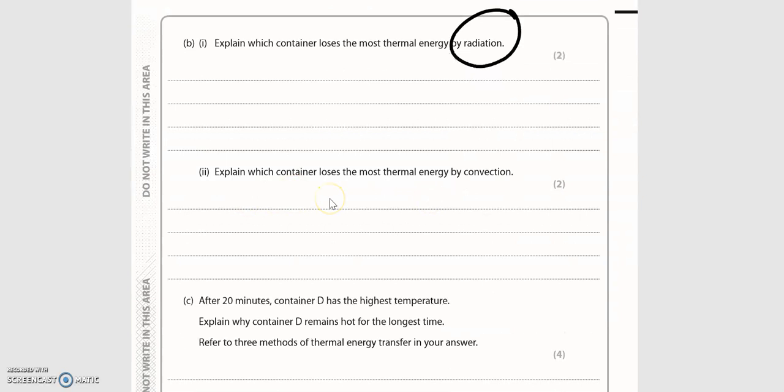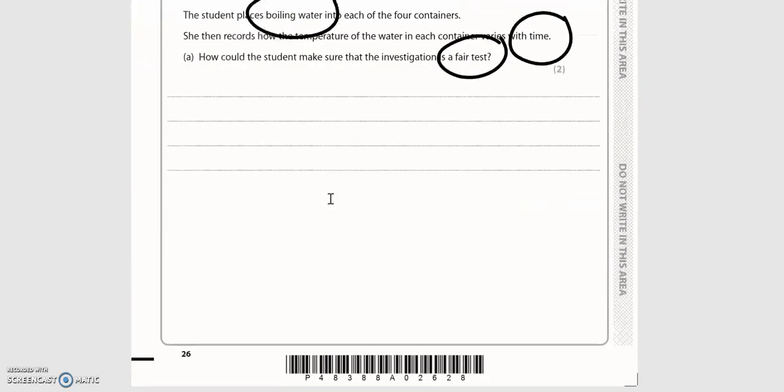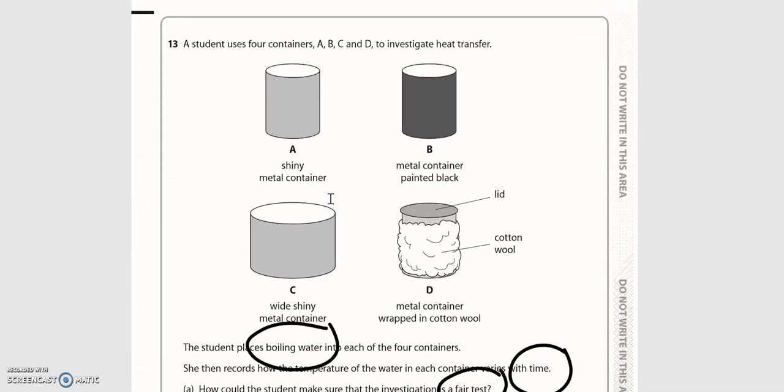For part 2, explain which container loses the most thermal energy by convection. A little bit trickier. Convection is affected by how big the surface area is, essentially. So convection is going to be happening from each of these containers at the top. Now for part D, because it's got a lid on it, that's going to cut down on convection, because the air above the lid is not going to be heated as much as it is for the other 3.